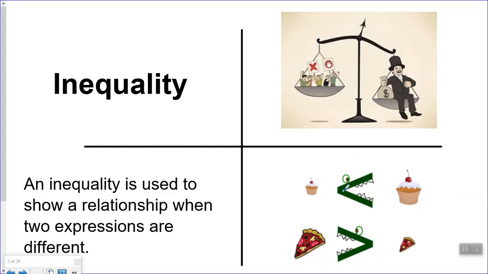So alligators eat bigger cupcakes, the right side is bigger, and here you have another inequality sign where it shows the left side is bigger. So know these symbols.